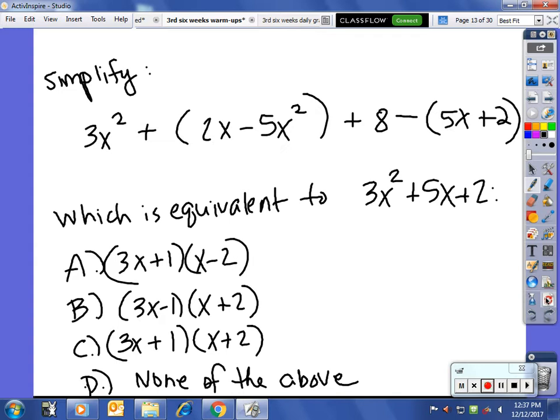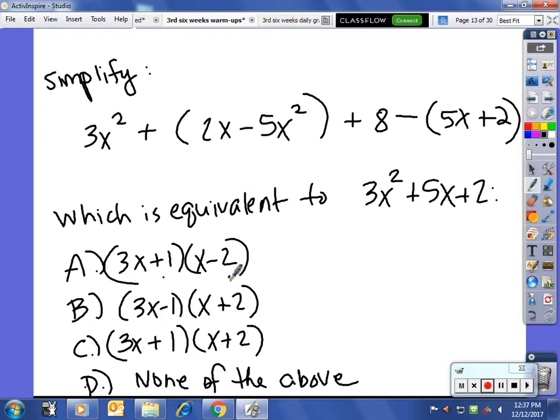All right, number 2. I would also consider this one a gift. But I still had kids miss it because they found something that looked like it could work, but it didn't. It can't be B. I can tell it's not B because B would give me a negative 2 at the end. It can't be A because A would give me a negative 2 at the end.